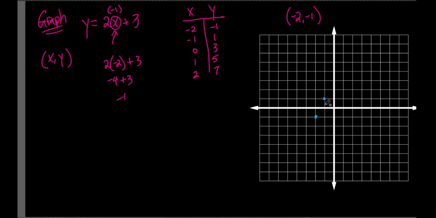So 0, 3, where's 0, 3? 1, 2, 3. All right, so it's looking like we're okay, right? You got the third point in there. It kind of guarantees that you're going to have a straight line. Let's put 1, 5. So 1, 5, 1, 2, 3, 4, 5. And 2, 7. That's 5, 6, 7. There we go. Yep, it sure looks like we've connected them.